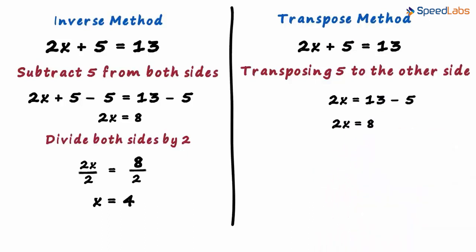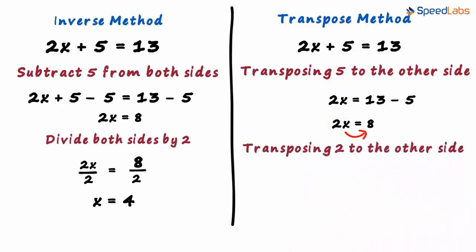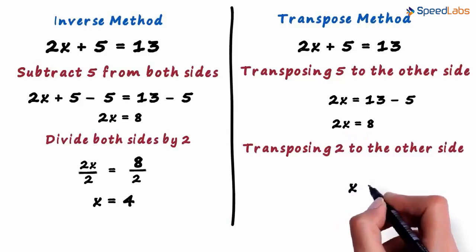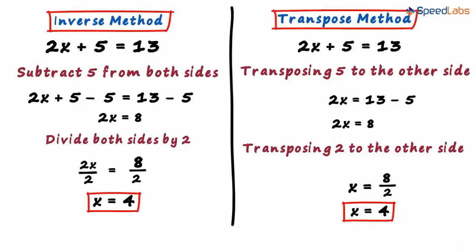The next step should be to eliminate 2 from the left-hand side. Since 2 is multiplied with x on the left-hand side, we transpose it to the right-hand side and divide 8 by 2. So we get x equal to 8 by 2. That gives us the value of x as 4. We can see that we get the same answer using both the methods.